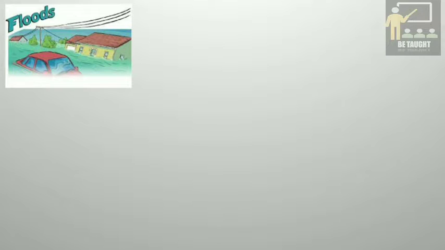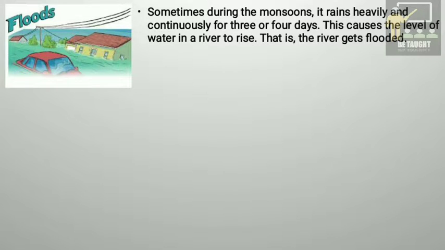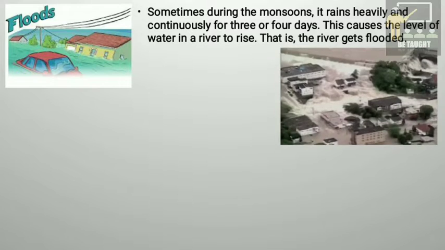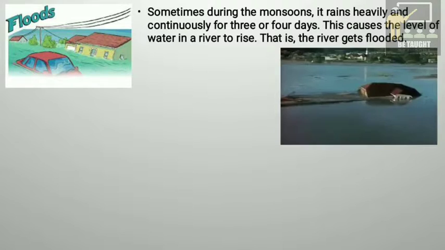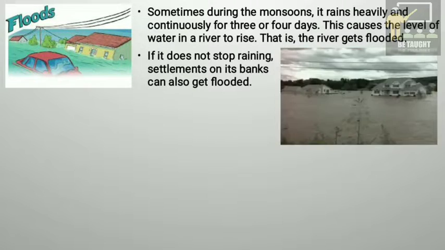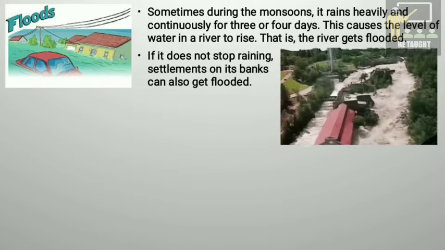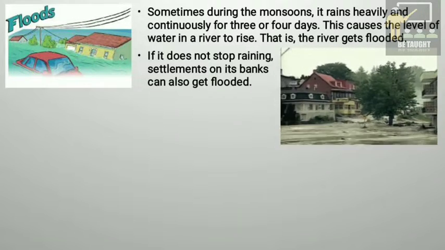Now we shall learn about the next natural disaster, that is floods. Sometimes during the monsoons, it rains heavily and continuously for 3 or 4 days. This causes the level of water in a river to rise. That is, the river gets flooded. If it does not stop raining, settlements on its banks can also get flooded.